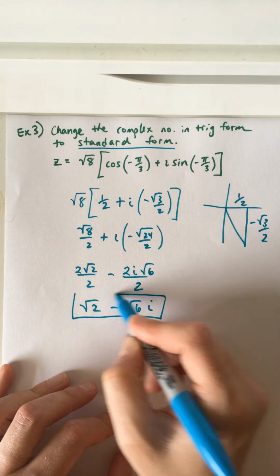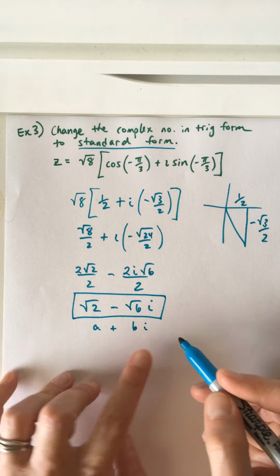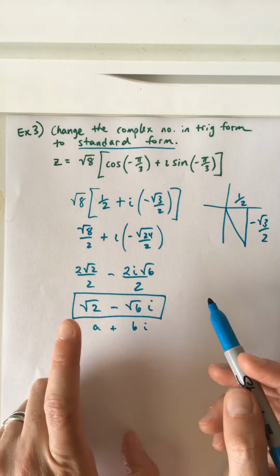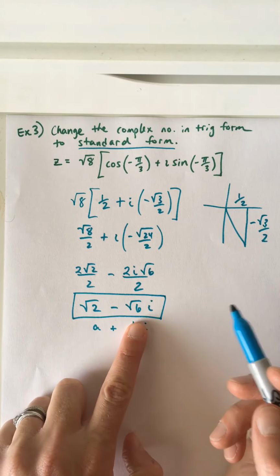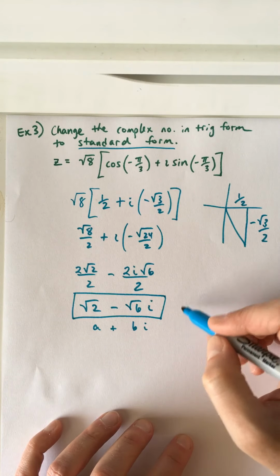So your standard form, remember, should always look like a plus bi. The i comes at the end, and the real part comes first. The imaginary part comes second. That's going to be it for the first part of section 7.1.